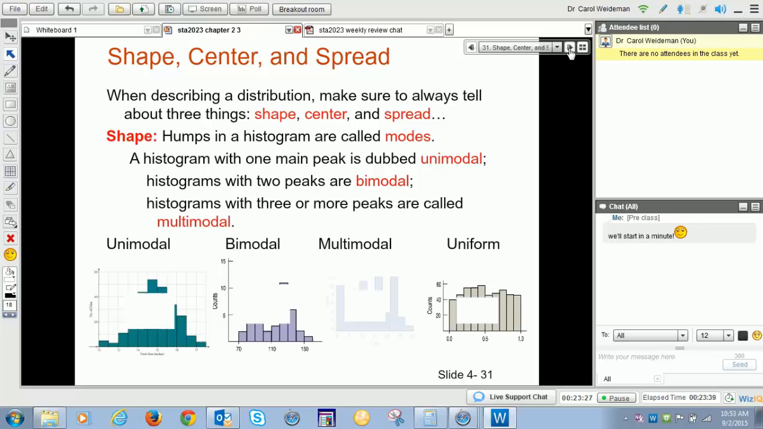So here's some nice examples. Here's a nice unimodal histogram. Here's a bimodal. Here's a multimodal, a lot of peaks. And this is what we call uniform. It's basically flat. There's really no highs or lows. Uniform distribution.